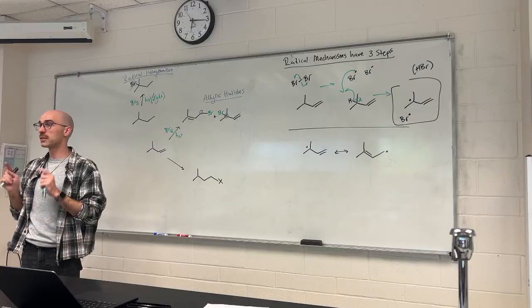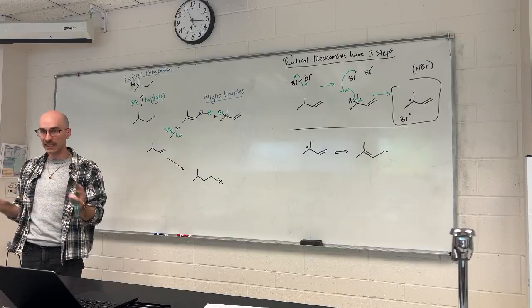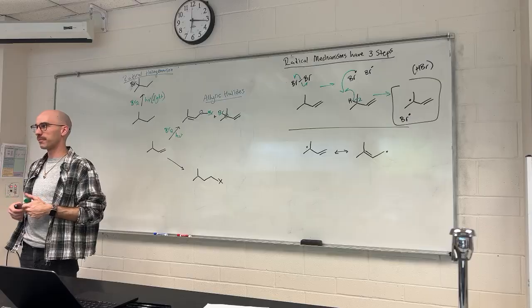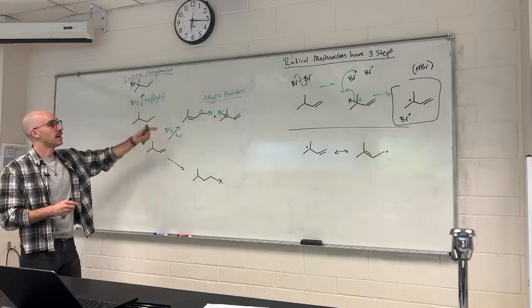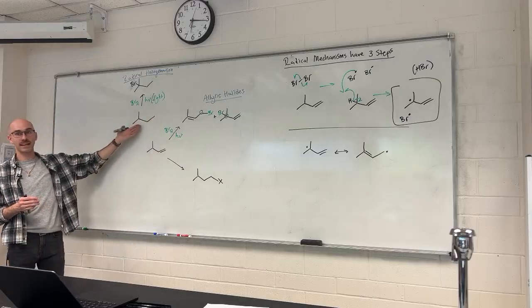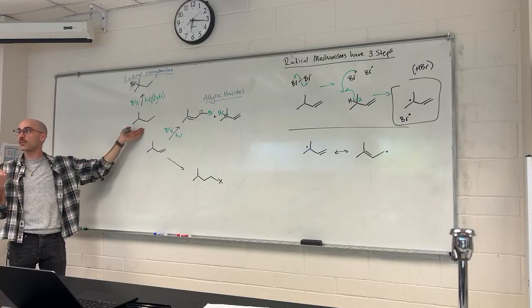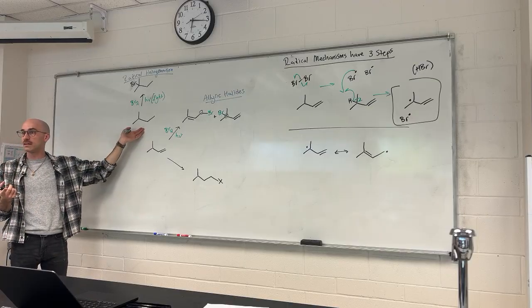Allylic radicals are more stable than any other radical. They're not the most stable. Benzylic radicals are more stable. Allylic is more stable than non-allylic radicals because they are resonance stabilized.